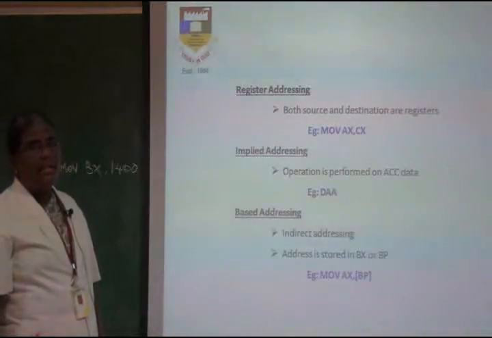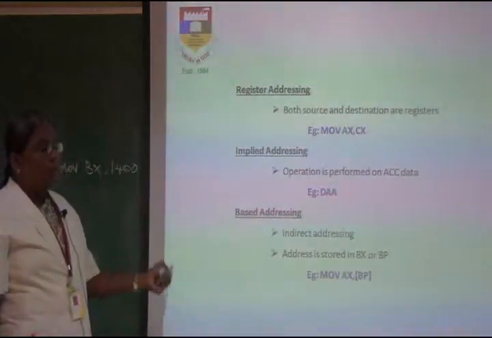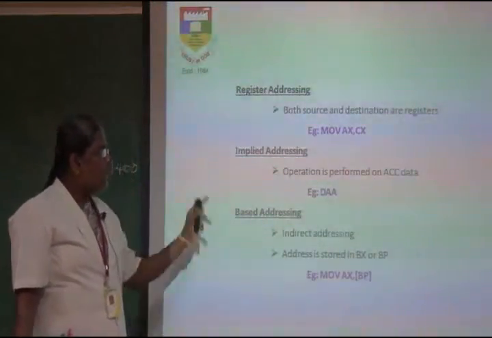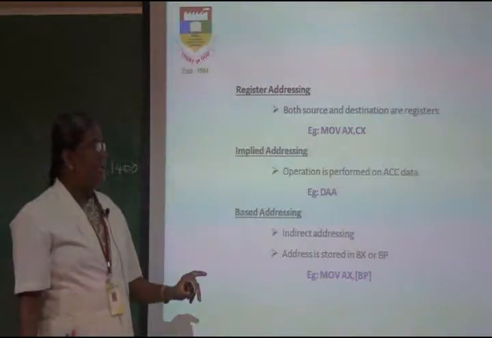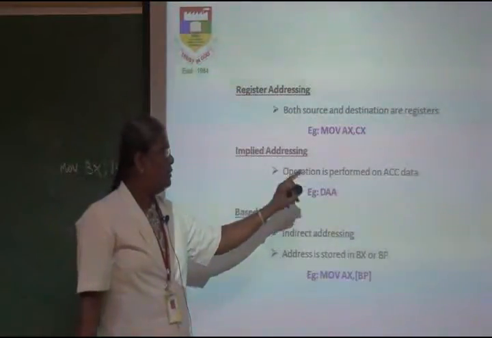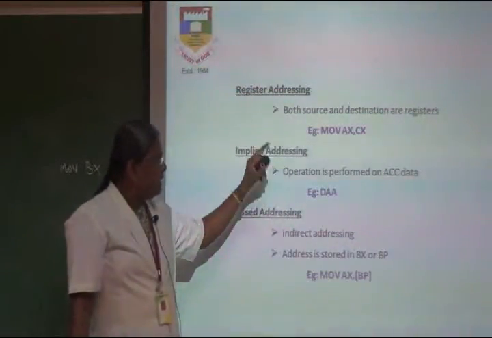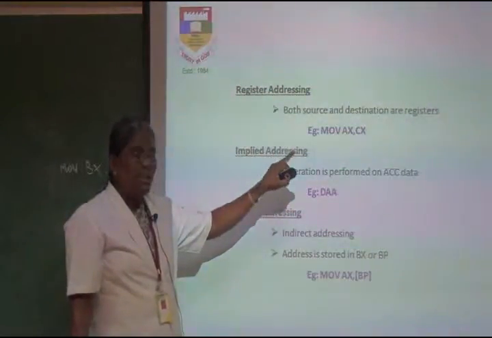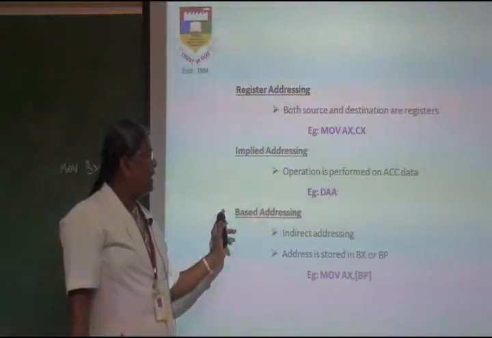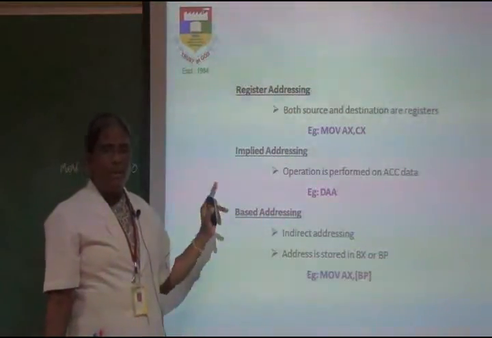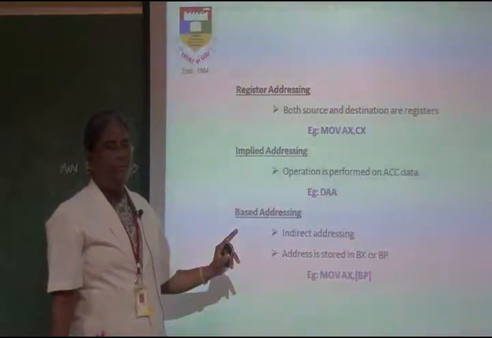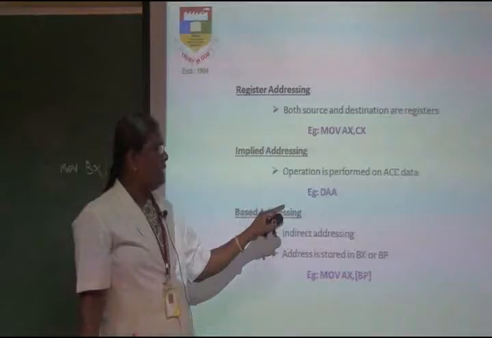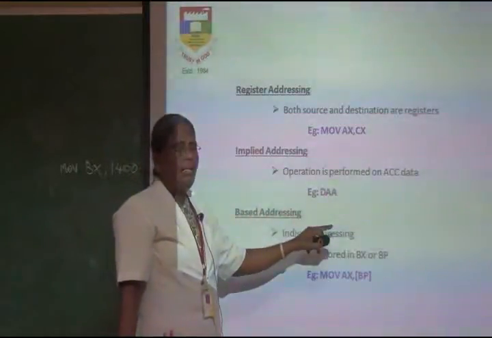Then register addressing: both the source and destination should be registers. Example, MOV AX, CX. That means the contents of the CX register are moved to the AX register. Here also the number of bits in the registers should be the same. Then implied addressing means the operation is performed only on the accumulator data. Example is DAA, decimal adjust after addition in the accumulator.